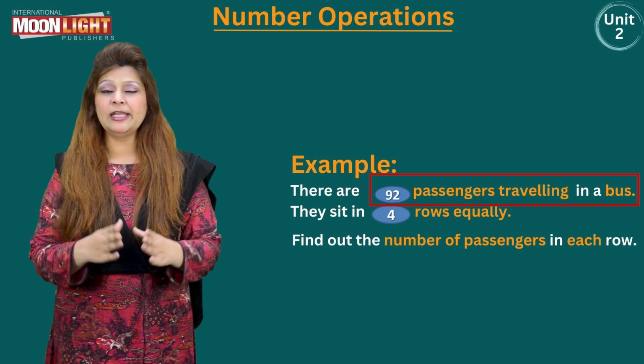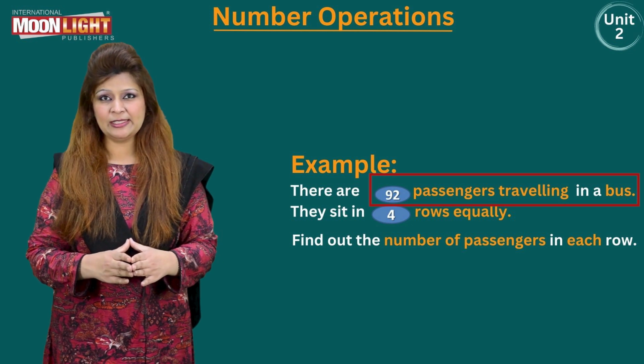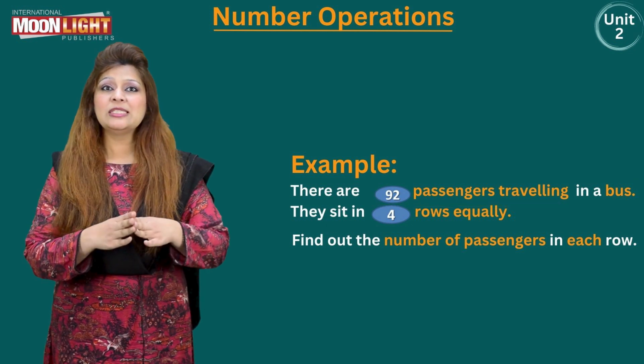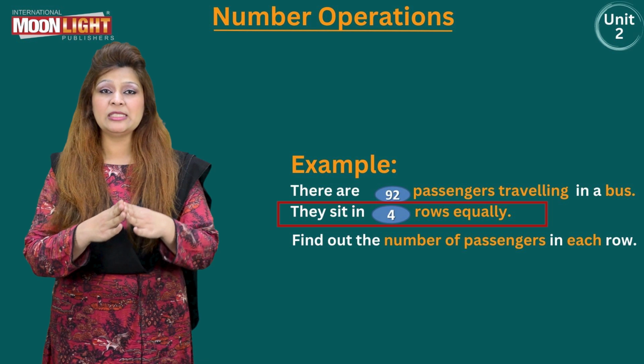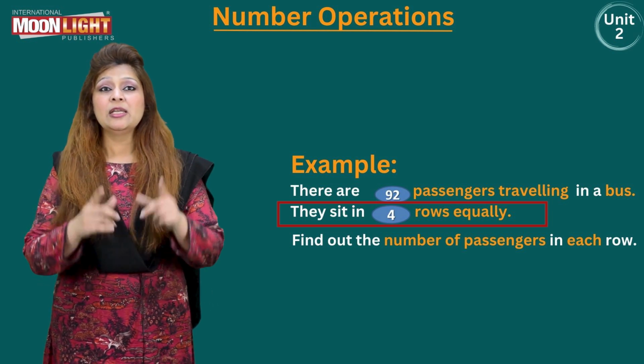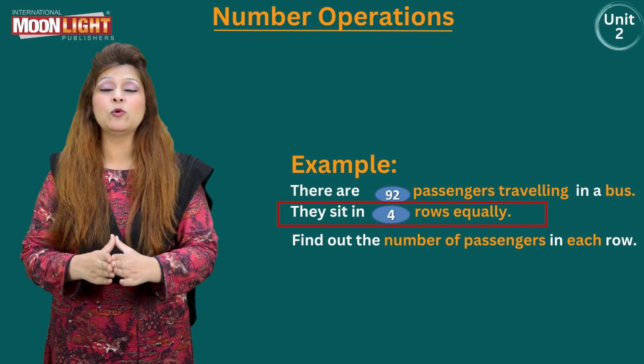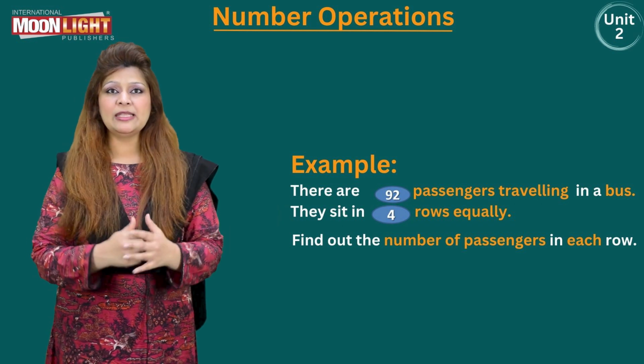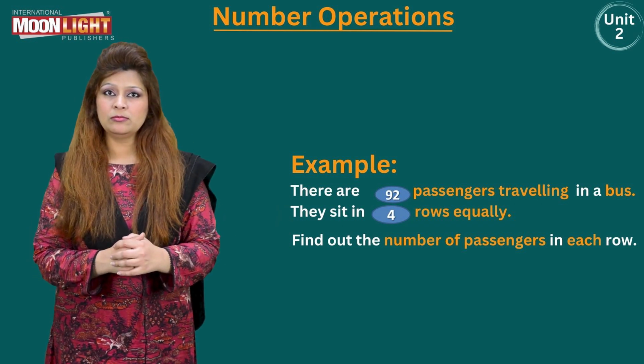As you know that in statements there is always an equality sign. So now the second statement I will get from the second sentence, which is they sit in 4 rows equally. Means that what is the next statement?